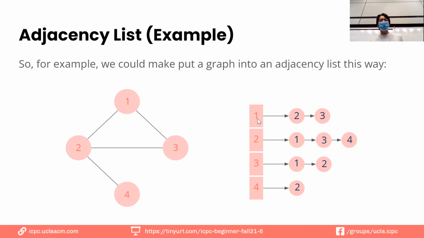So you can see that each edge is actually stored twice. Since vertex 1 can go to 2, we store that. But we also store 2 going to 1. So it's both ways.